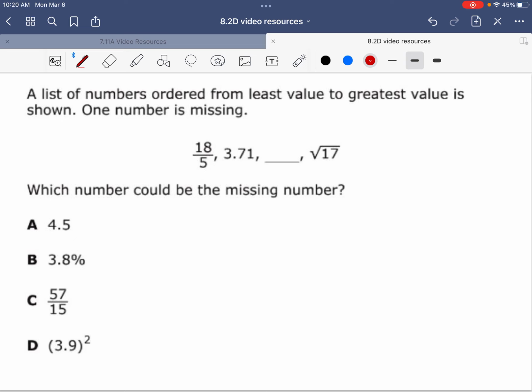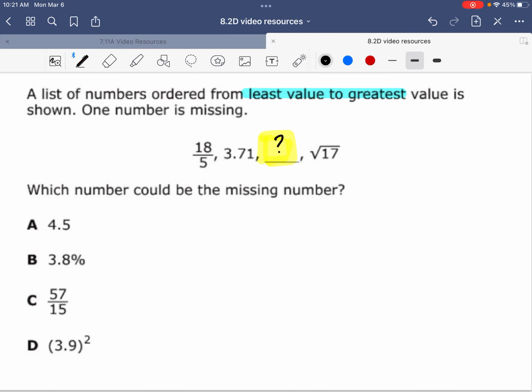So this first one, we have a list of numbers ordered from least value to greatest value. And I know that is important because that tells me that what's already here is in order. But then I have one number missing, so I've got to put one number right here. I want to know which number could be the missing number. So what goes in my box?